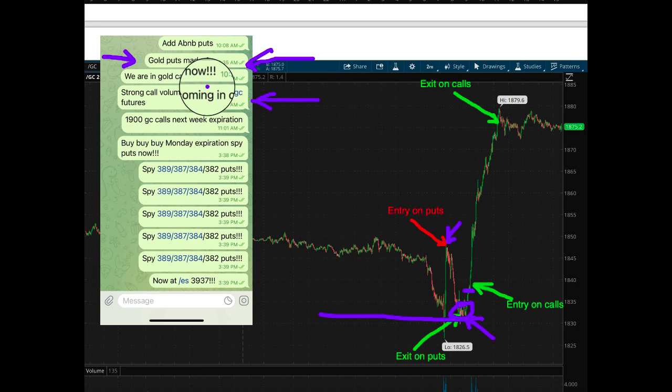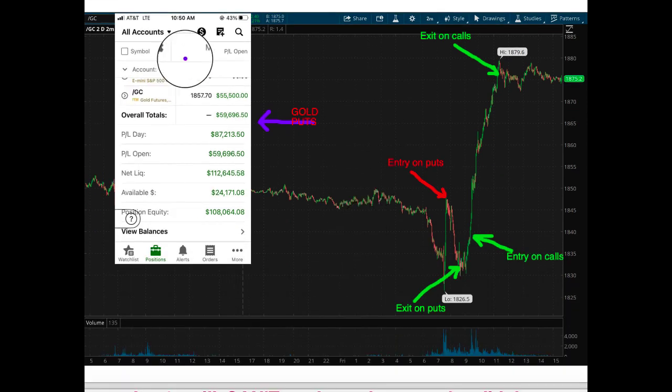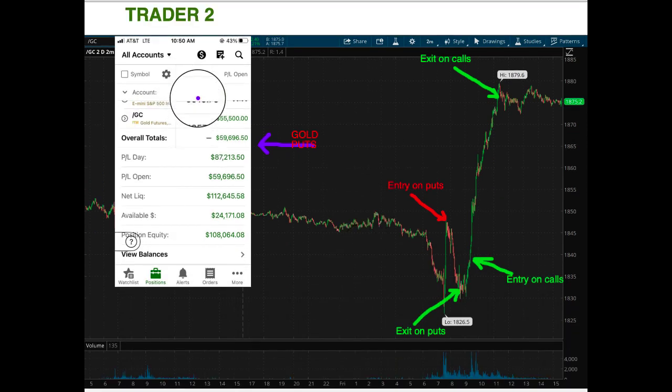So now we're in gold calls. Okay, now I'm telling everybody to be buying 1900 strike gold calls. If you're trading with me personally, we're all buying gold calls. So trader 2 now closed out his gold puts, and trader 2 now is up 55K. This is not gold puts, this is calls. He's now in 1845 strike calls. We're in calls on gold.